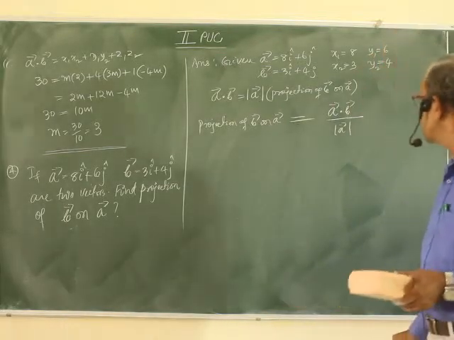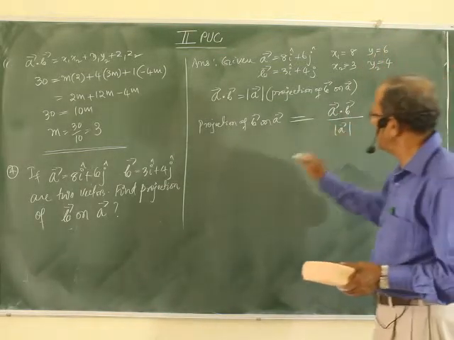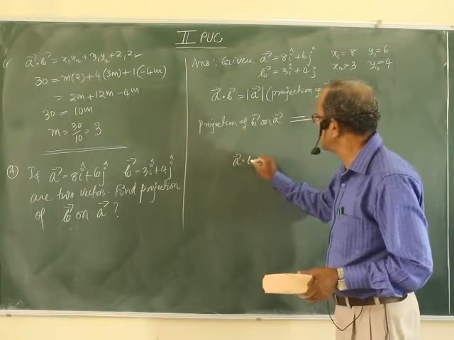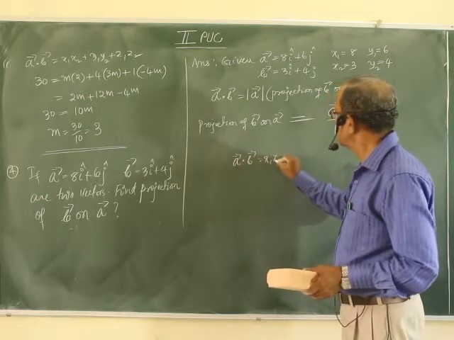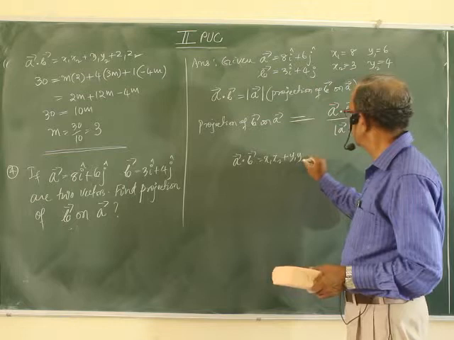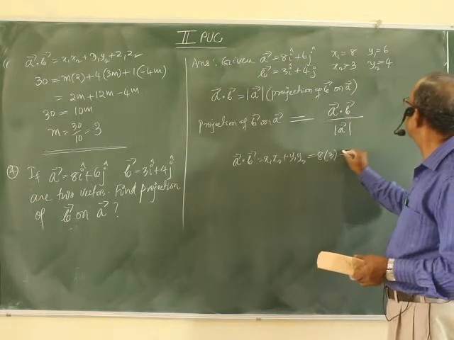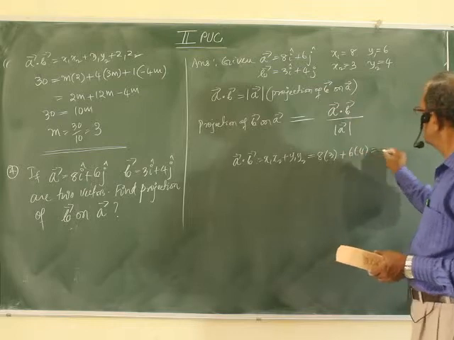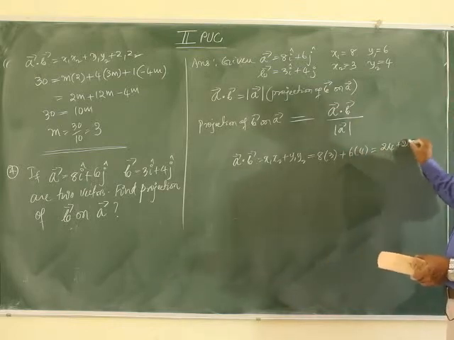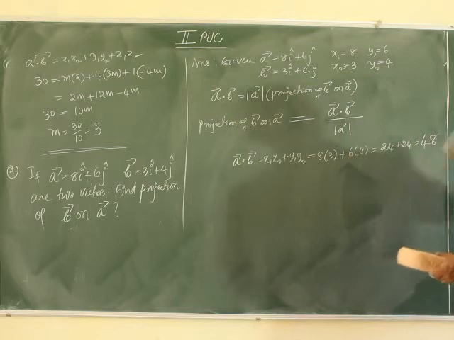Correct, no? Now calculate one by one. First find A dot B. You know that x1 x2 plus y1 y2 equals 8 into 3, 6 into 4, 24 plus 24, 48.